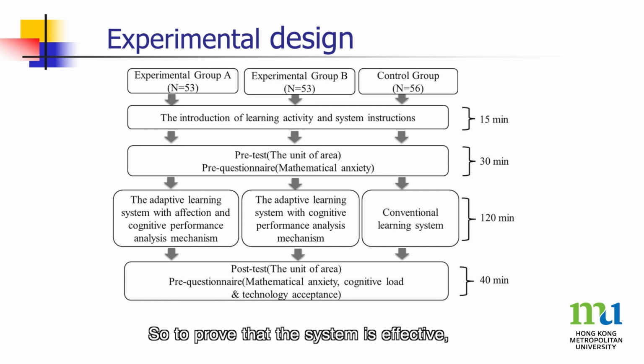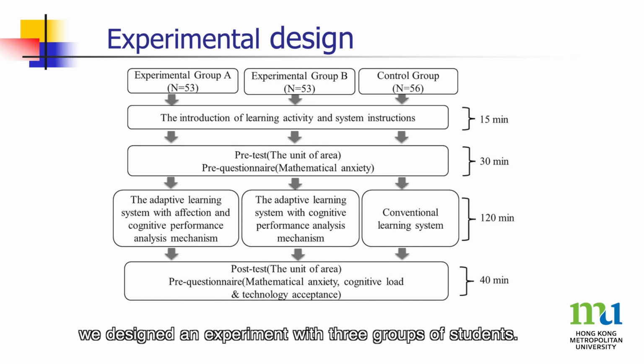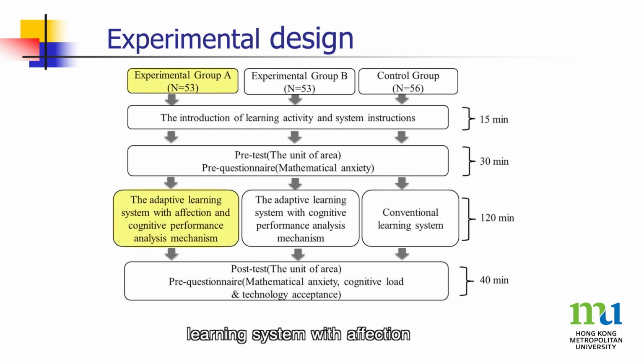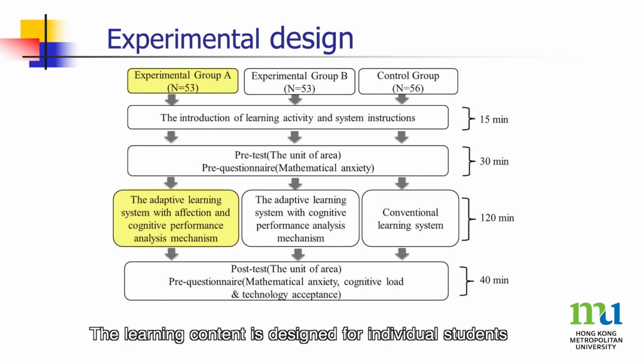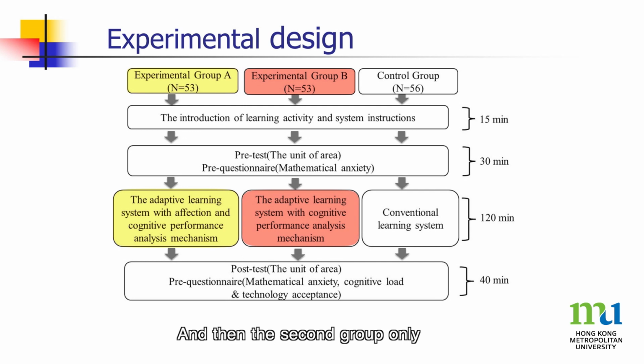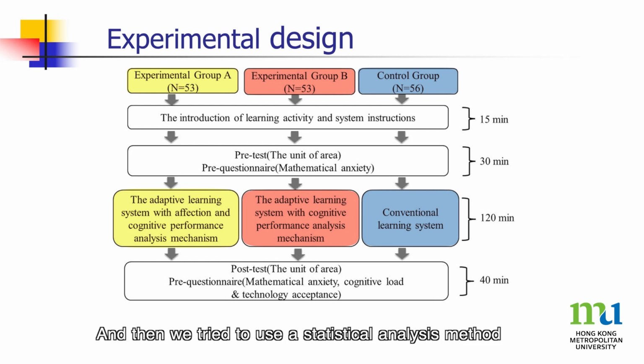So to prove that the system is effective, we designed an experiment with 3 groups of students. The first group learns with the adaptive learning system with the affective and cognitive performance analysis mechanism. So they learn with the learning system, and the learning content is designed for the individual student based on their affective and cognitive behavior. And then the second group only adapts the learning content based on their cognitive performance, not affective performance. The other group learns with the conventional learning system. And then we use a statistical analysis method to compare the performance of the 3 groups.